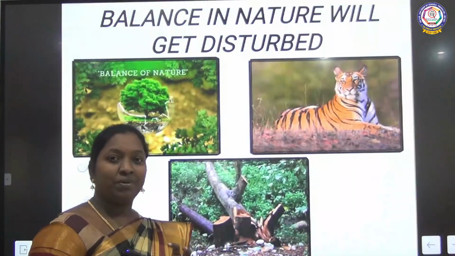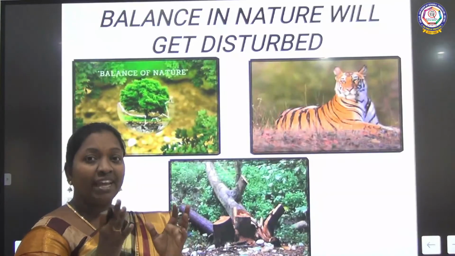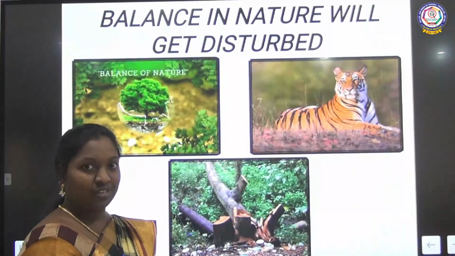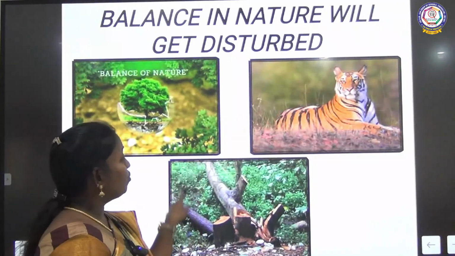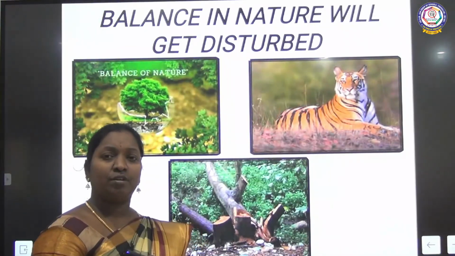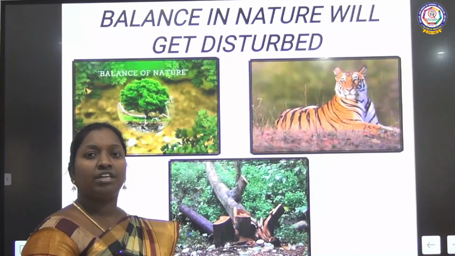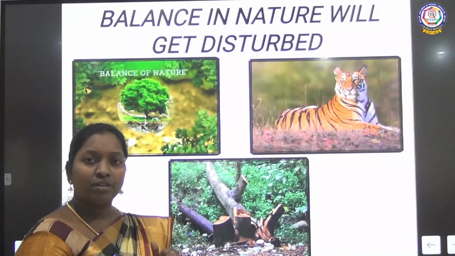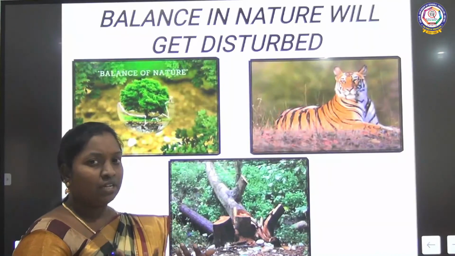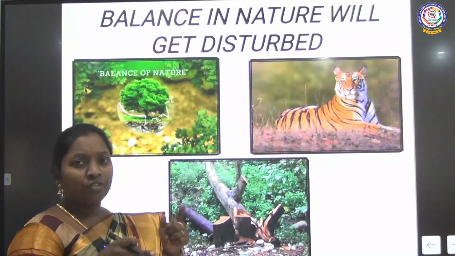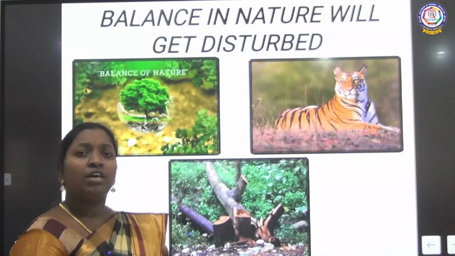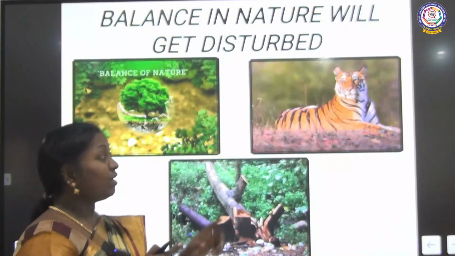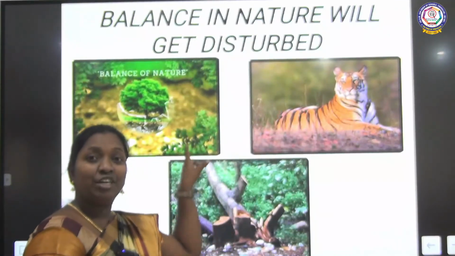This dependence between plants and animals makes the balance in nature. Just think, if one of them is not there, for example, if you keep cutting down trees, there will be no plants and trees. Then what is the food for the herbivorous animals? They cannot survive. If herbivorous animals cannot survive, how can the carnivorous animals live? They also cannot live. That is why I say they depend on each other.